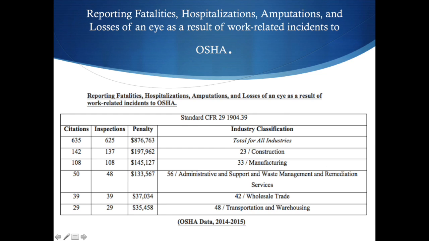Manufacturing ranked second highest with 108 citations based off 108 inspections for a total cost of $145,000. Administrative support and waste management and remediation services ranked third with 50 citations based off of 48 inspections for a total cost of $133,000. Wholesale trade and transportation and warehouse industries had 39 and 29 citations and inspections for a cost around $36,000 respectively.